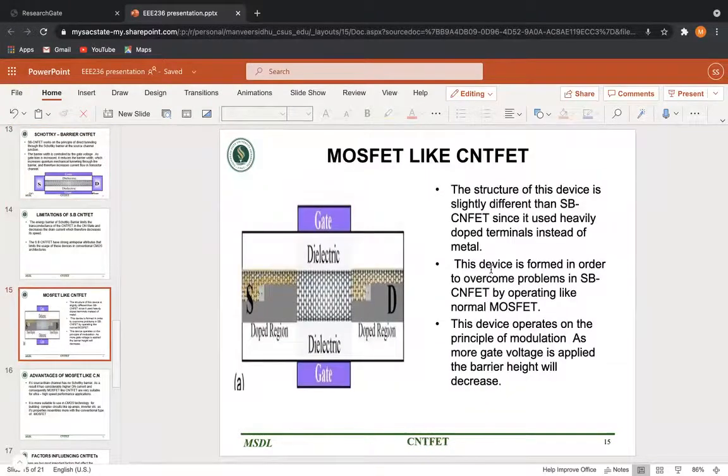This device is formed in order to overcome the problems in Schottky barrier CNTFET. As this device performs basically the same as the normal MOSFET, it operates on the principle of modulation. As more gate voltage is applied, the barrier height will decrease and it will lead to more movement of carriers from source to drain.